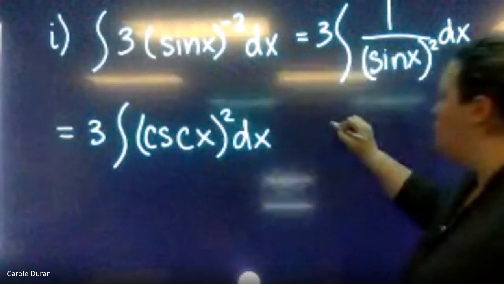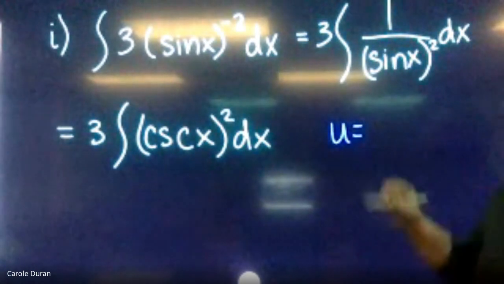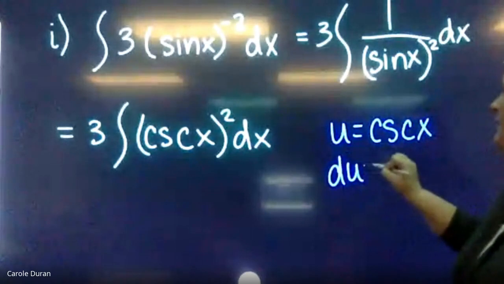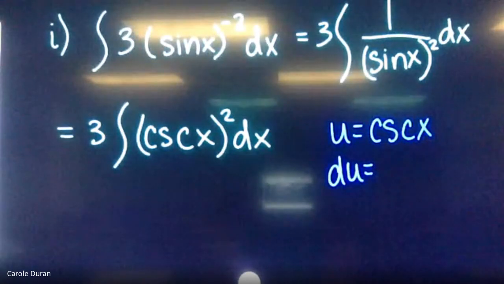I identify u as what? Cosecant of x, good. What is my du then? What's the antiderivative of cosecant? The derivative of cosecant is negative cosecant cotangent. But what's the antiderivative of cosecant? Specifically, negative. Yeah, sorry.